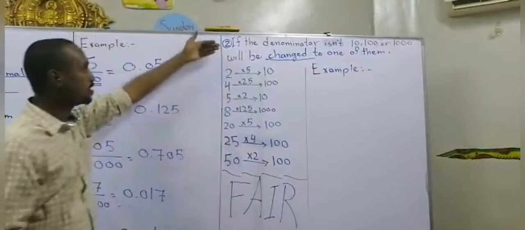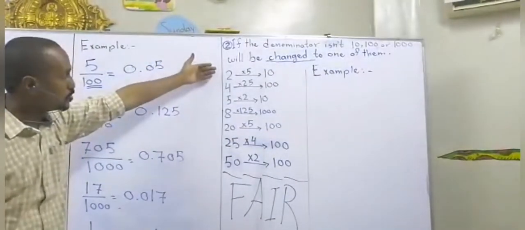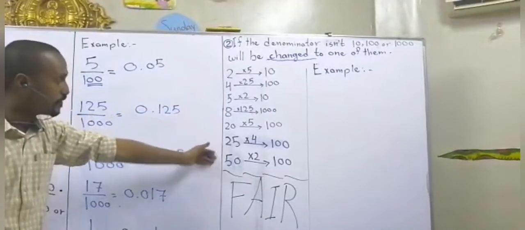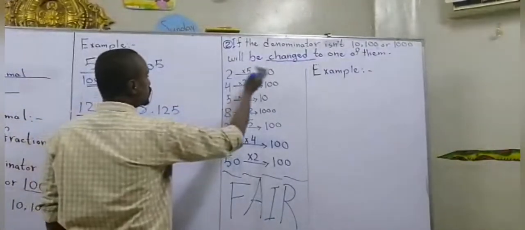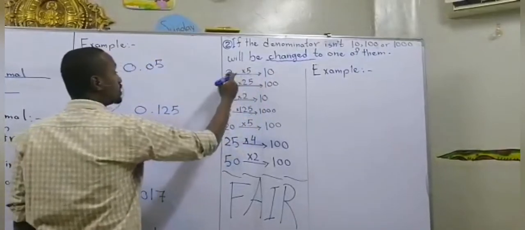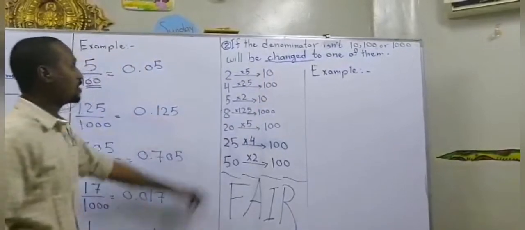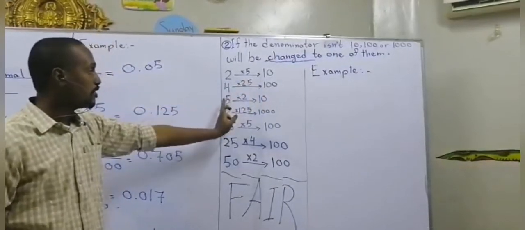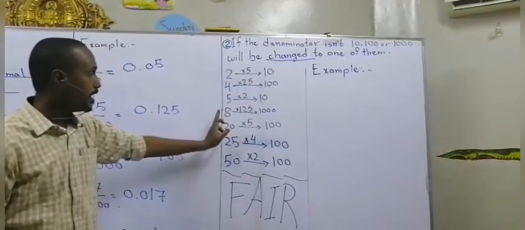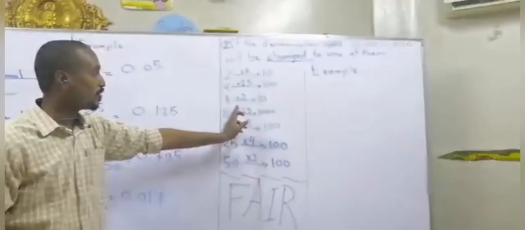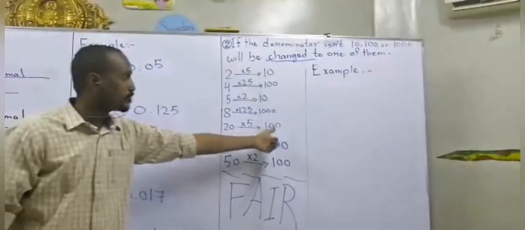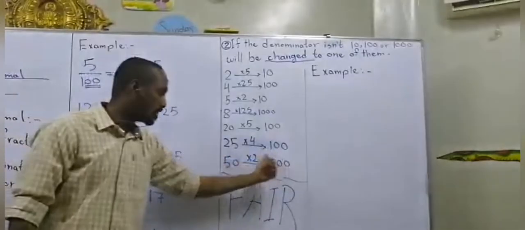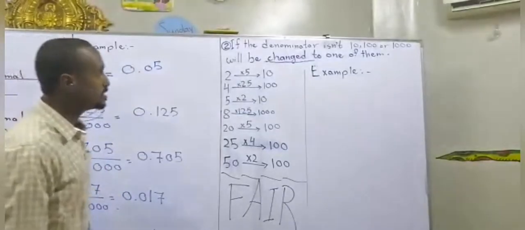So, we have common denominators: 2, 4, 5, 8, 20, 25, 50. If we have a 2, I'm going to change it to be 10 by multiplying by 5. If it's 4, I'm going to change it to 100 by multiplying by 25. 5 to 10, 8 to 1000 by multiplying by 125, 20 to 100, 25 to 100, 50 to 100 by multiplying by 2. Let's have some examples.